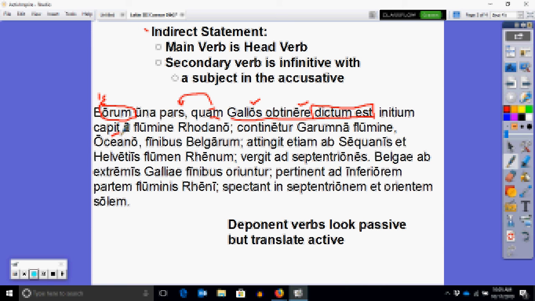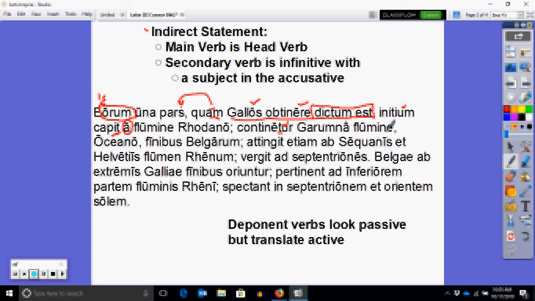Uno pars is also going to be the subject down here of capit. So one part, it capit initium from, is how you want to do it here, from the flumine Rodano. So Caesar's going to tell us this geographical layout of this part of Gaul that he's talking about. It capit initium from the flumine Rodano. Again, here with this verb, this is a passive verb. That singular T is still telling me I've got this as my subject. So it continetur, it is contained, passive.